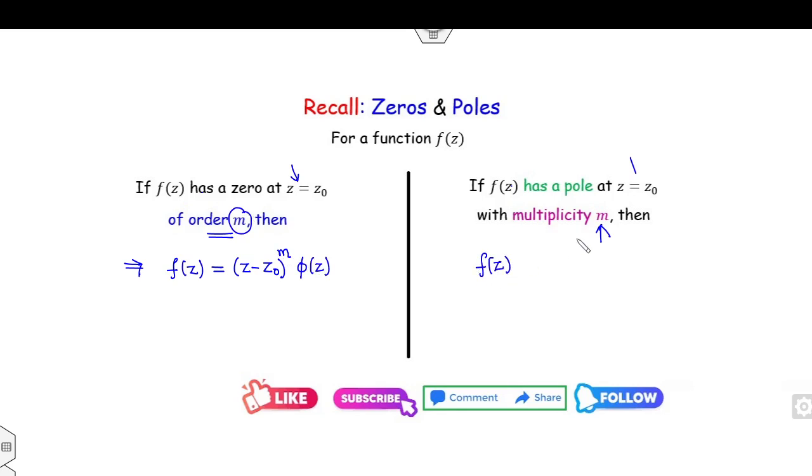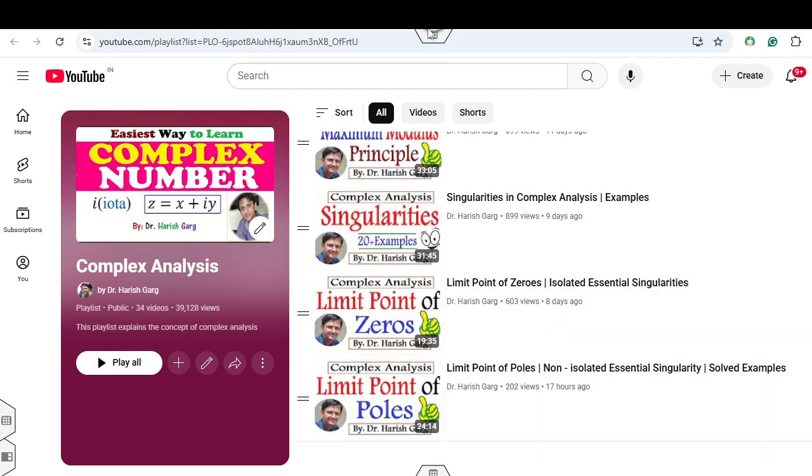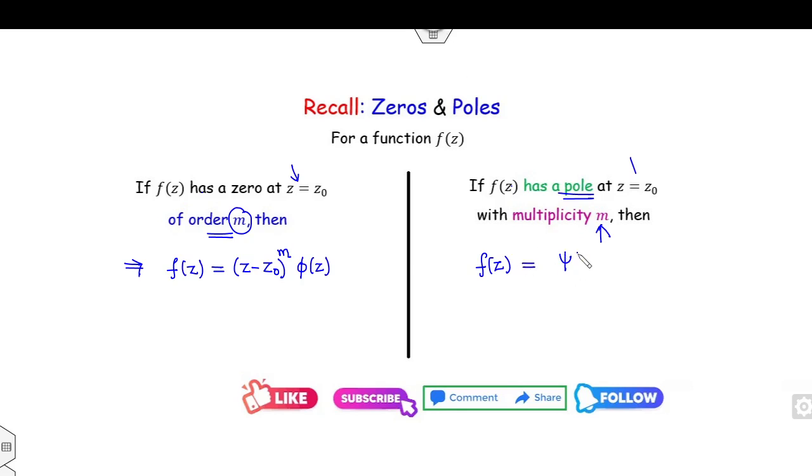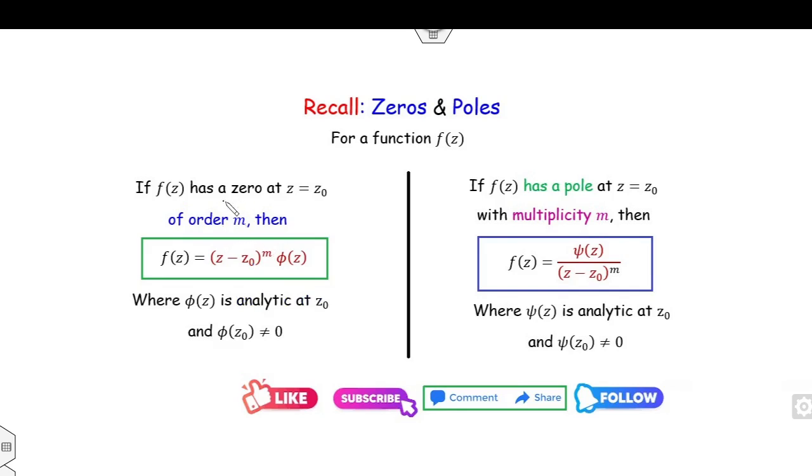Similarly for the pole, as we discussed in our last lectures related to the pole and limit point of the pole, we can define the pole using another function psi divided by (z minus z naught) raised to power m, where this phi function is analytic, this psi function is also analytic, and the value of psi at the given point z naught is non-zero. Similarly, for the other case, the value of phi at the point z naught is non-zero. That's the definition of zeros and poles with multiplicity m.